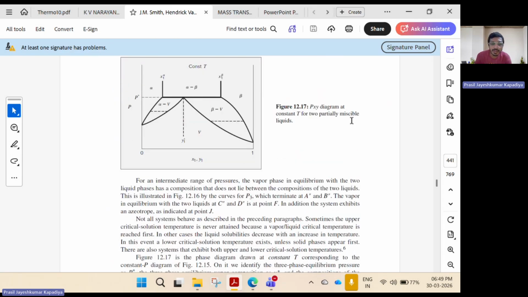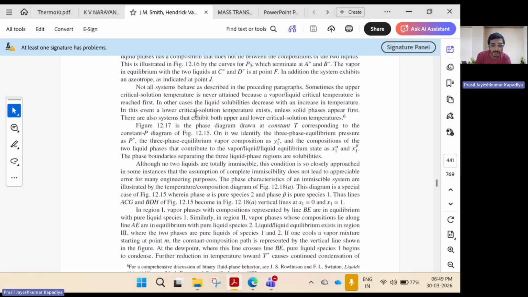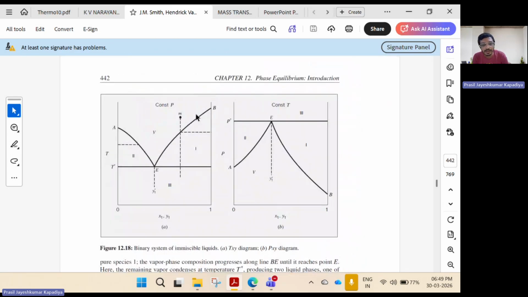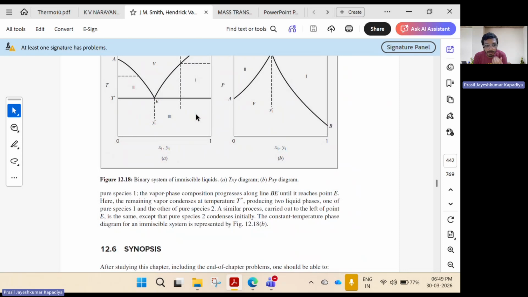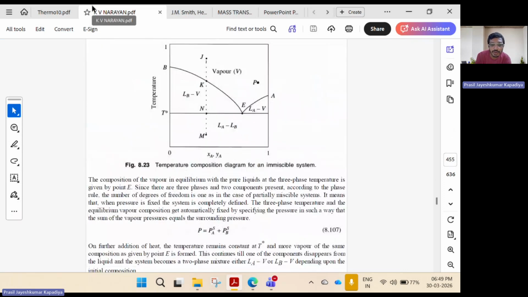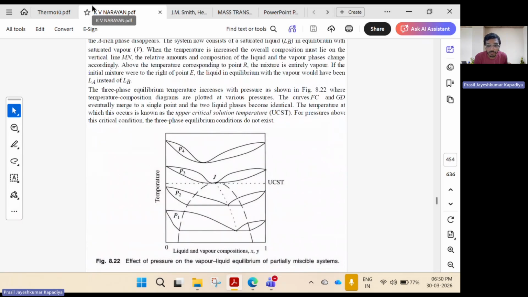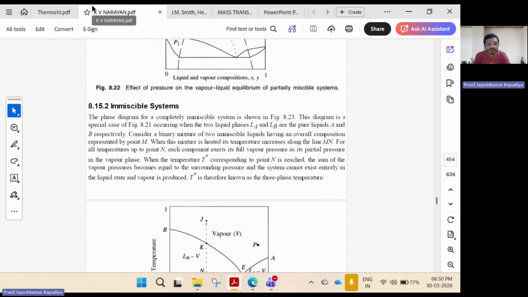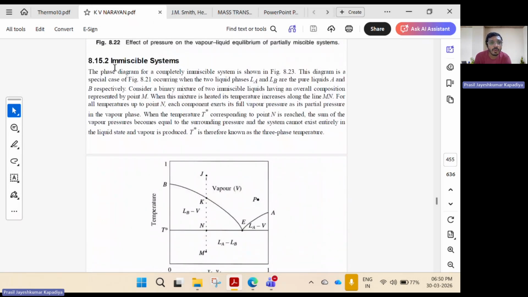So similar to TXY, this is a PXY diagram. That we are not going to discuss, but it looks something like this. Now we will see with two immiscible liquids how they form the phases. So this is the diagram for two completely immiscible systems.